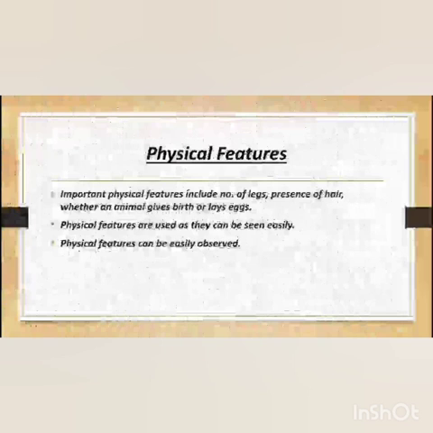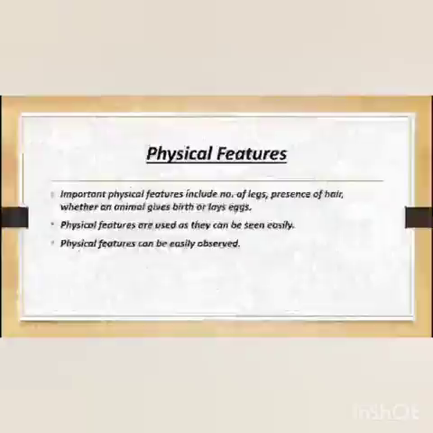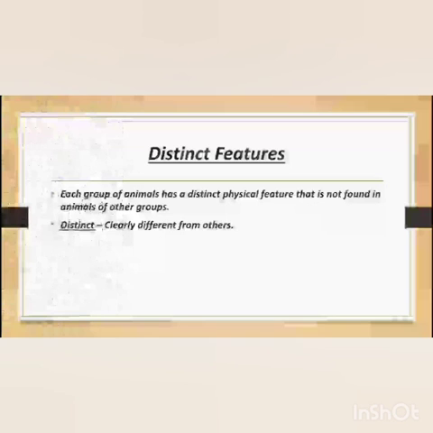We use physical features to put an animal in a group. We can easily explain how that animal is similar or different from other animals. Understood? All animals that have a distinct feature that is not present in other animals are put together in one group. Here the word distinct means clearly different from others. In an easy way, we can say having different physical features. Okay?